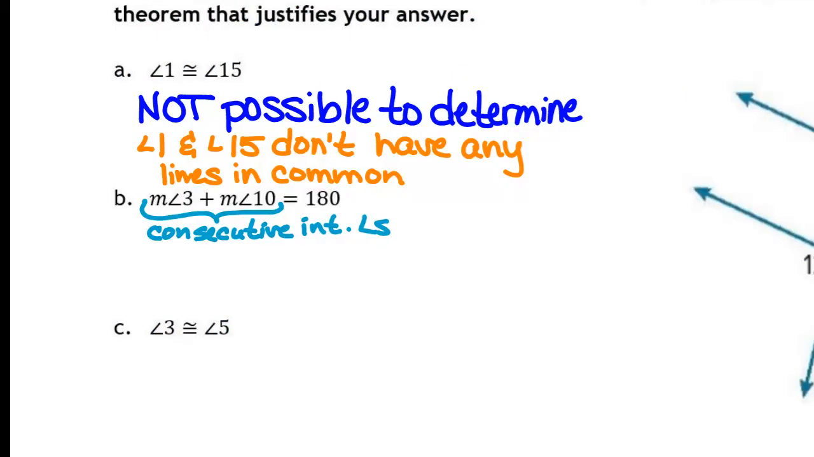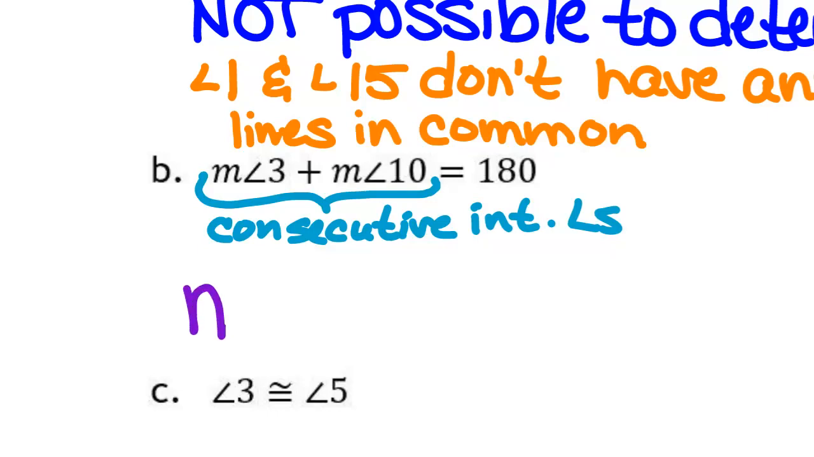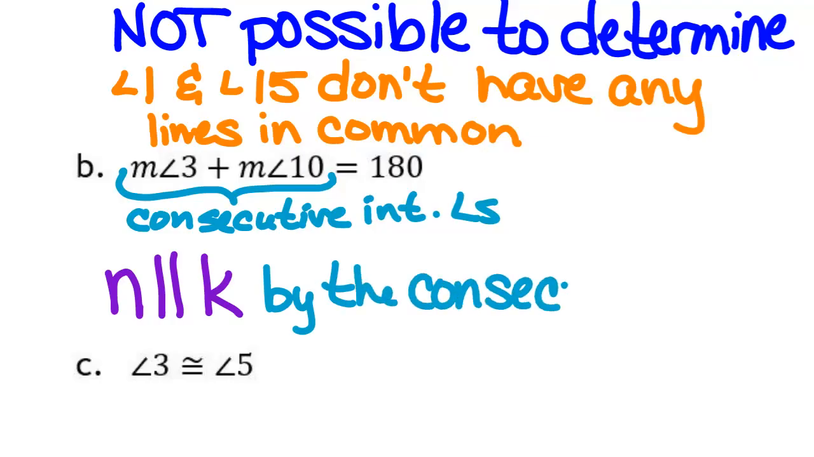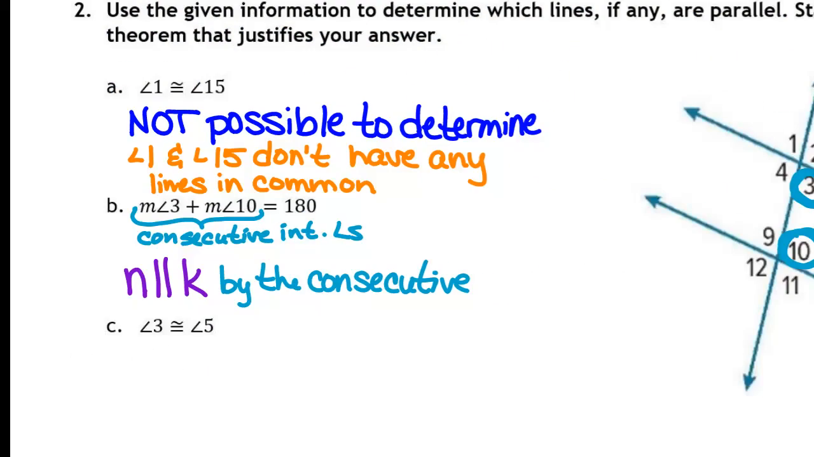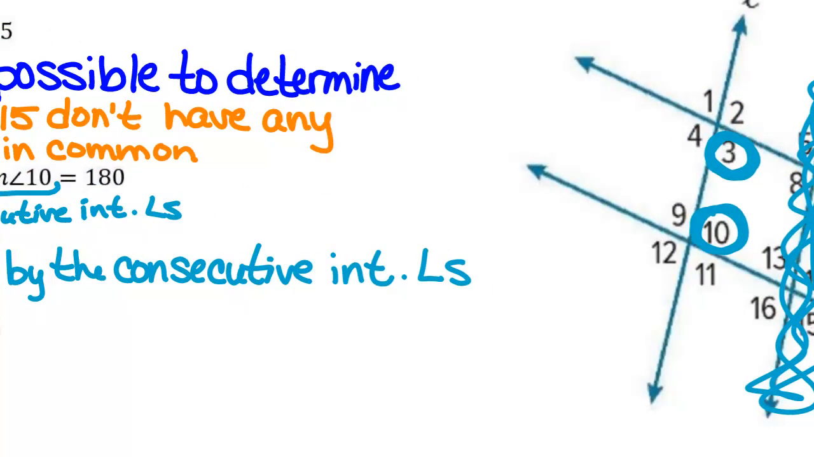If the lines are parallel, consecutive interior angles are supplementary. These two angles are supplementary, so which two lines would have to be parallel? N and K. N is parallel to K by the what? Yes, by the consecutive interior angles converse.